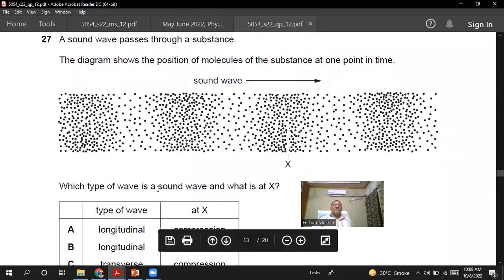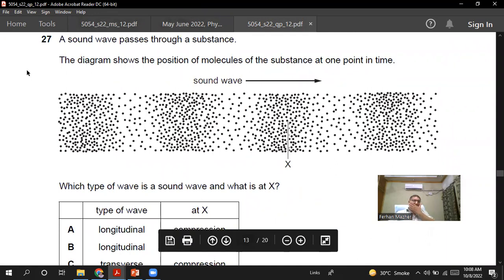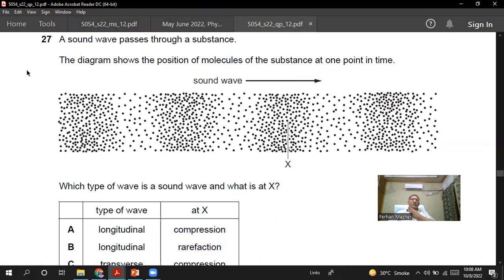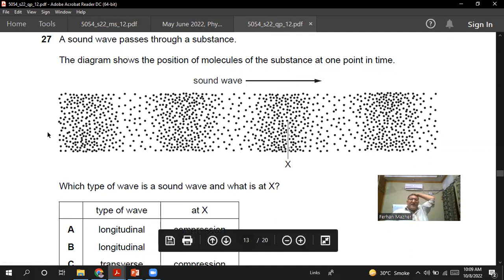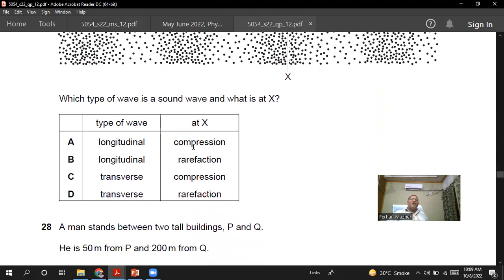Okay. So here we go. A sound wave, he says, passes through a substance. The diagram shows the position of the molecules of the substance at one point in time. So which type of wave is a sound wave and what is at X? You know, sound waves are longitudinal waves. And at this point, as you can see, the molecules of the medium are very close to each other as compared to this portion. So this portion is a compression and this part here is a rarefaction. So the point X is representing a compression and sound waves are longitudinal waves.